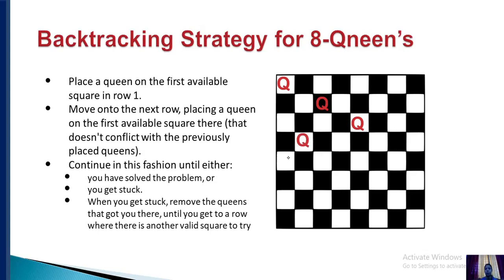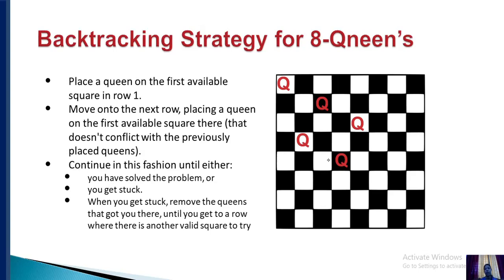And then let's move to the fifth queen. If I place the fifth queen in the first cell of this row, it will clash with the first queen. If I place it here, it will clash with the fourth queen. If I place it here, it will vertically clash with the second queen. If I place it here, there will not be any clash. So we are going to place the fifth queen in this place.